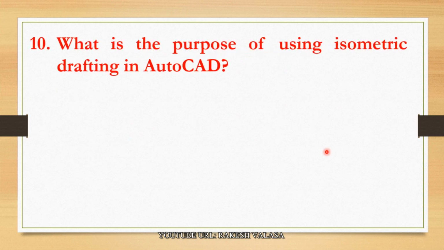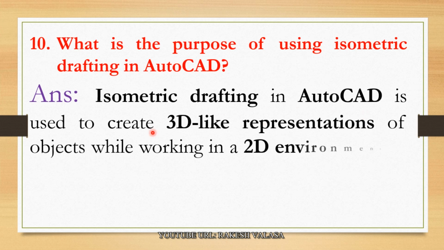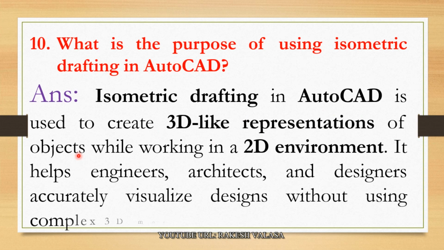Question number 10. What is the purpose of using isometric drafting in AutoCAD? Isometric drafting in AutoCAD is used to create 3D-like representations of objects while working in a 2D environment. It helps engineers, architects, and designers accurately visualize designs without using complex 3D modeling tools.